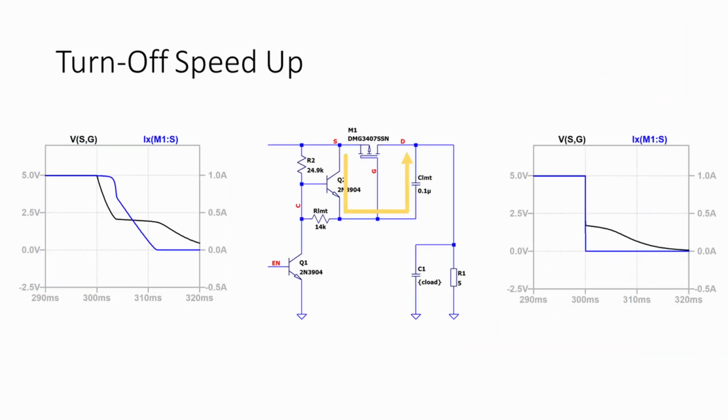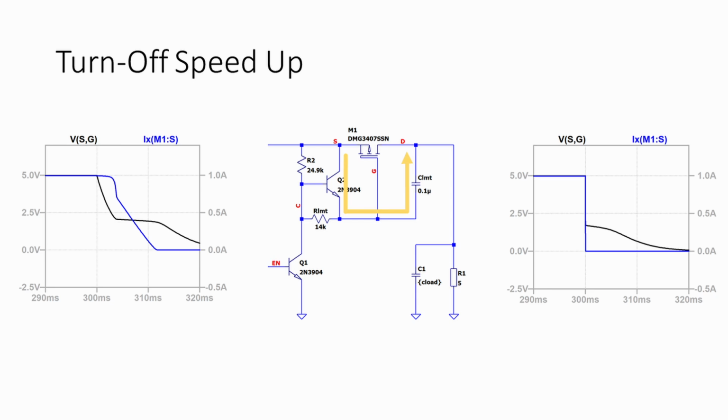The last thing to look at is the turn-off of the switch. R limit works both ways, and actually during turn-off, the current is limited by both the pull-up resistor, R2, and R limit, so the fall time would be slower than the rise time. To avoid this, a way to bypass the resistance is required.